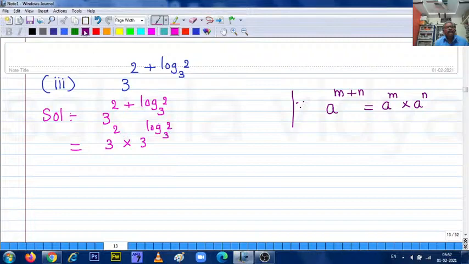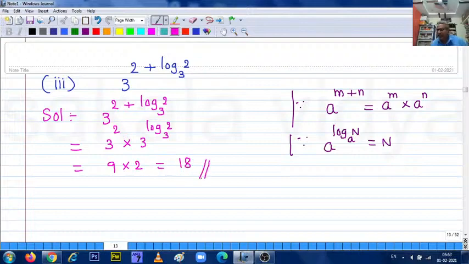And we have one more interesting formula. What is the formula? A to the power of log n to the base a is n. Then you get n value. Here see, 3 to the power of log 2 base 3. Here n means 2. Directly this value becomes 2. So this equals, we get now 3 square is 9 times 2. So answer is 18.